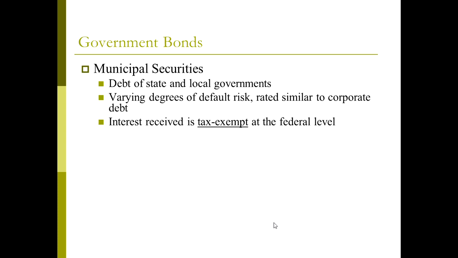The municipal bonds, or the municipal securities, are the debt issued by the state and the local governments. The default risk depends on which local government issues the bond. So they are rated similar to the corporate debt. There will be a rating system telling you which one has higher default risk and which one has lower default risk. We're going to talk about the ratings later in the corporate bonds. One important feature for the municipal bond is the interest you receive is tax-free at the federal level. It means you can keep it 100% tax-free at the federal level.